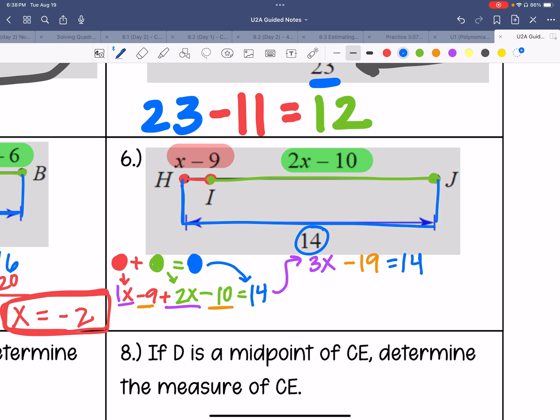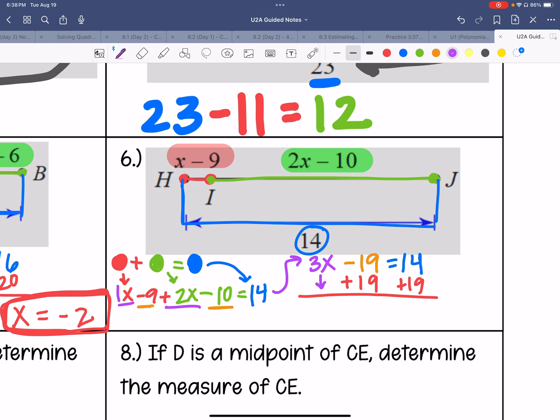Okay, again, when we have a two-step equation, we start with the addition or the subtraction first. In this case, we have subtraction, so we have to do the opposite of that, which is addition. We are subtracting 19, so the opposite would be to add 19. Whatever we do to the left side of our equal sign, we must do to the right. We have to keep everything balanced.